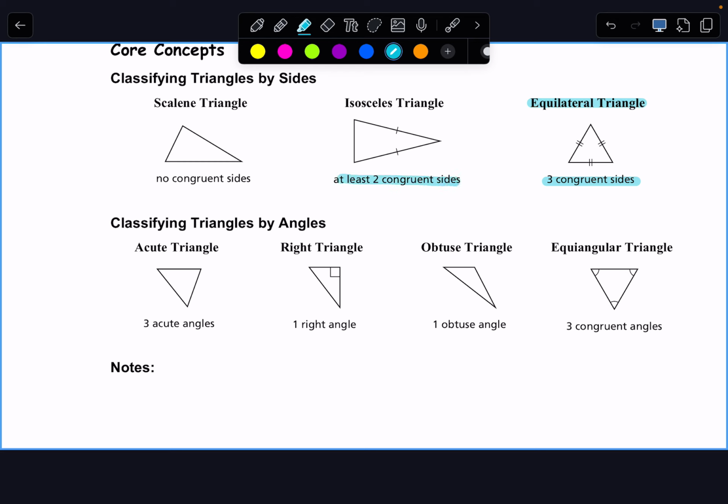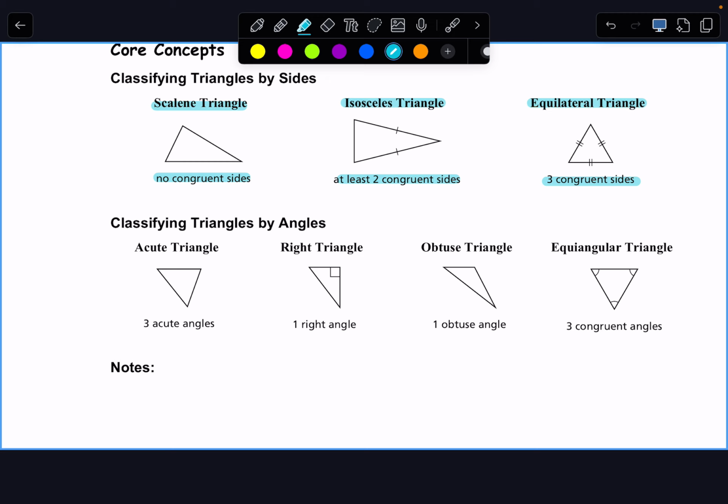Two congruent sides means it's isosceles. You knew that, right? But if no sides are congruent, we do have a name for it. It's not special, but we call it scalene.